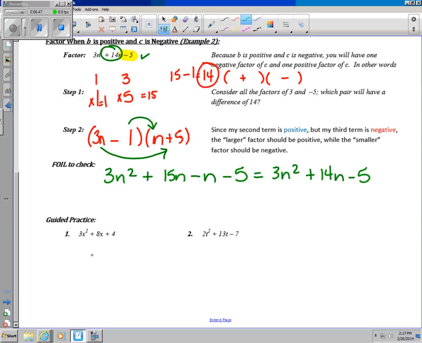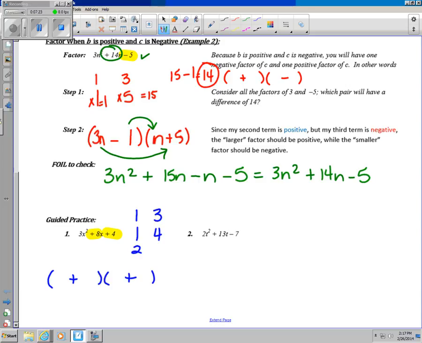Okay, so since you paused the video, you should have noticed that our C term is positive. Our B term is also positive. So we're going to have two parentheses with pluses on the inside, making it a little bit easier, because once we find our factors, we know. Plus, we're also looking for factors that can sum to 8. So my factors of 3 are 1 and 3, and my factors of 4 are 1 and 4, and 2 and 2.